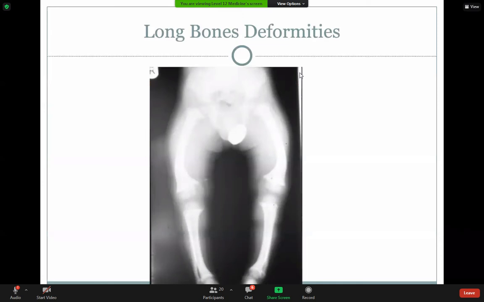Long bone deformities, again. Here you see the femur is severely bowed. The femur is supposed to have a slight bow, but mostly straight. But you can see here how there's a severe curve in the distal femur.